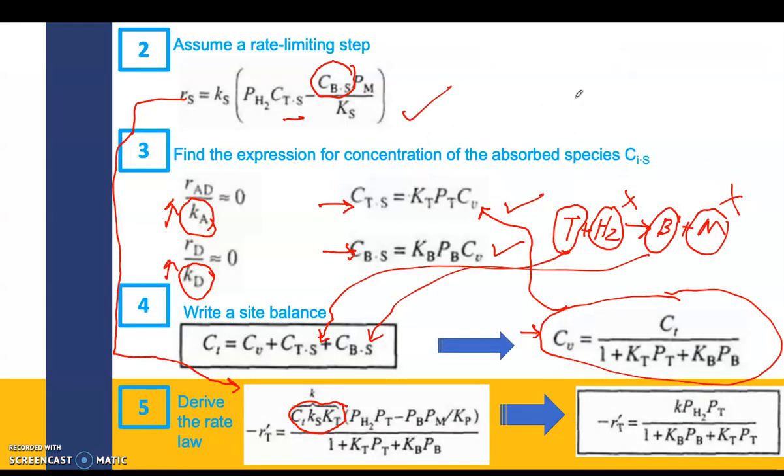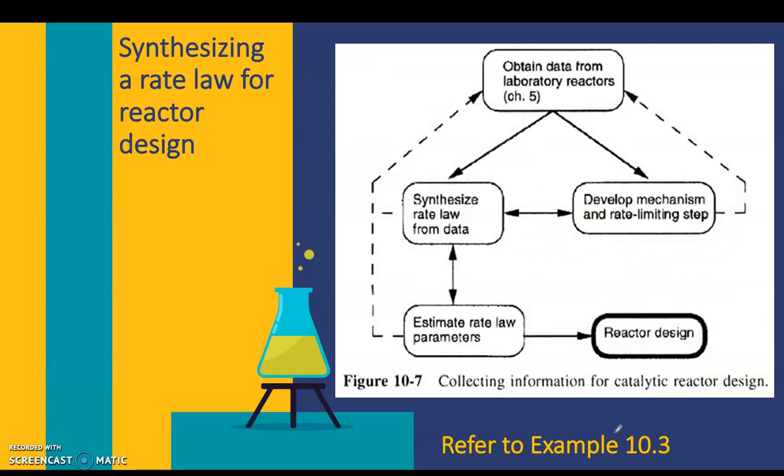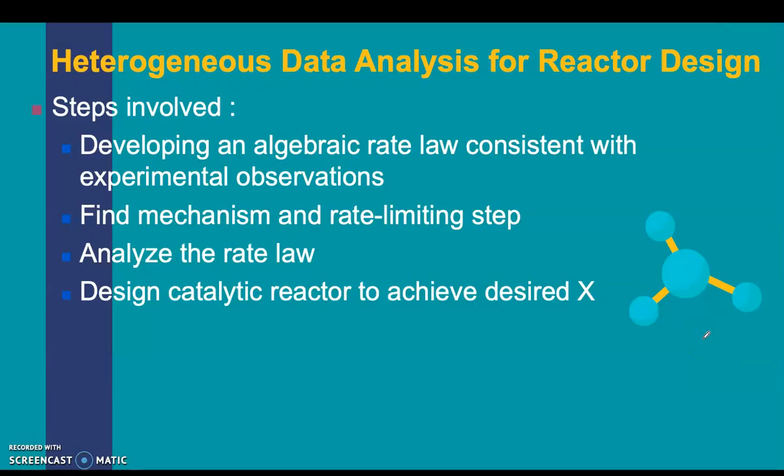So if, let's say, just now we already produced this kind of equation, try to fit in the numbers, like the pressure of hydrogen, the pressure of toluene, benzene and methane, into this equation. Does it give the same value as in the table? If it does, it means your reaction rate fits the data. So this is what the diagram is all about. Then when you have synthesized the rate law from data, you go to the reactor design.